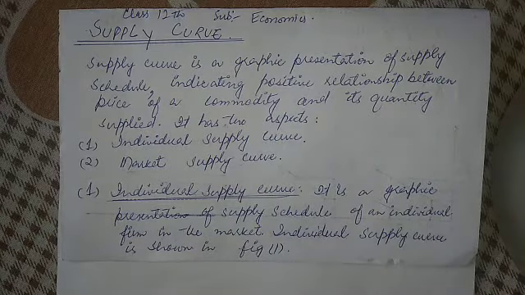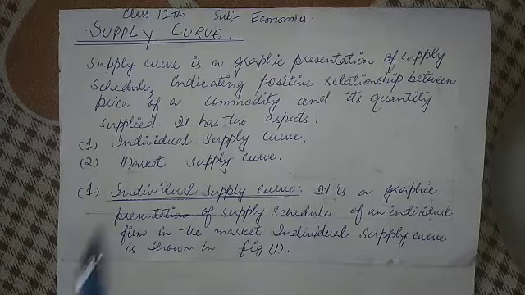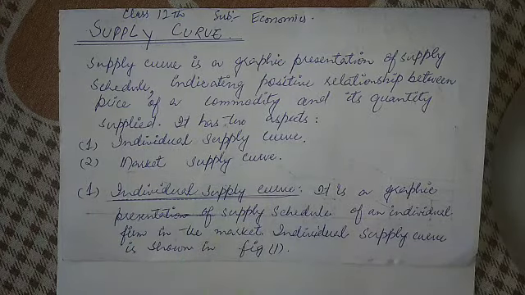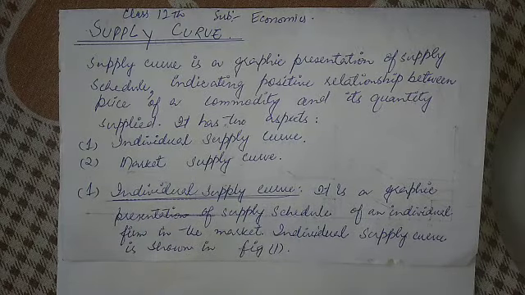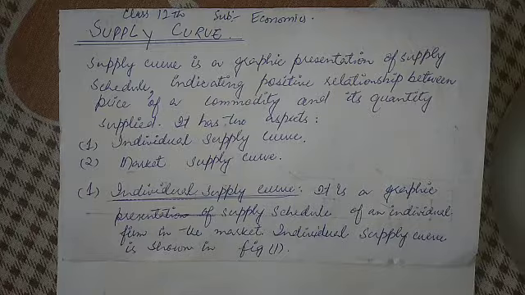You have studied the supply schedule earlier. A supply curve is a graphic presentation of the supply schedule, indicating the positive relationship between the price of a commodity and its quantity supplied. It has two aspects: individual supply curve and market supply curve. Now, what is an individual supply curve?